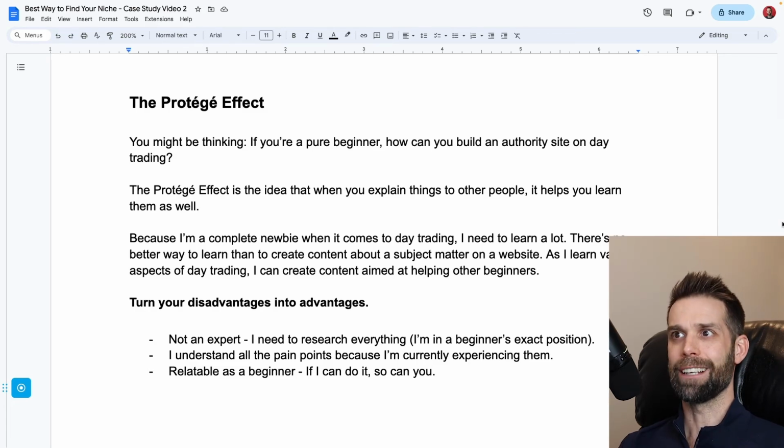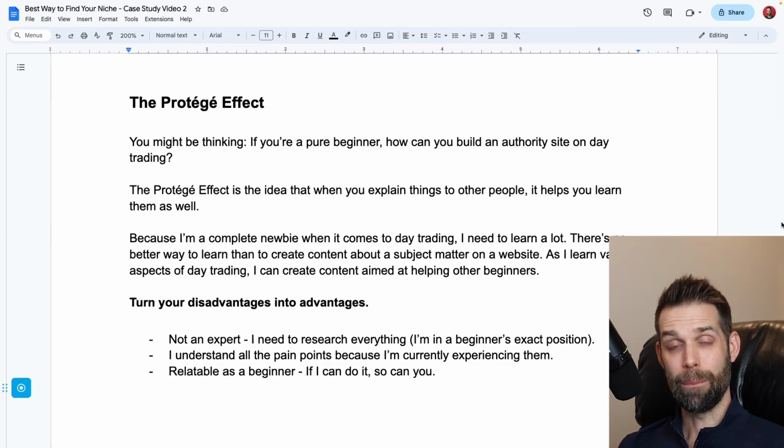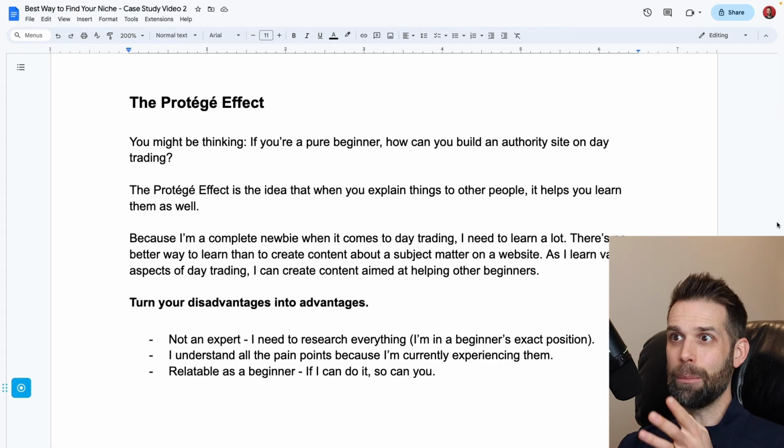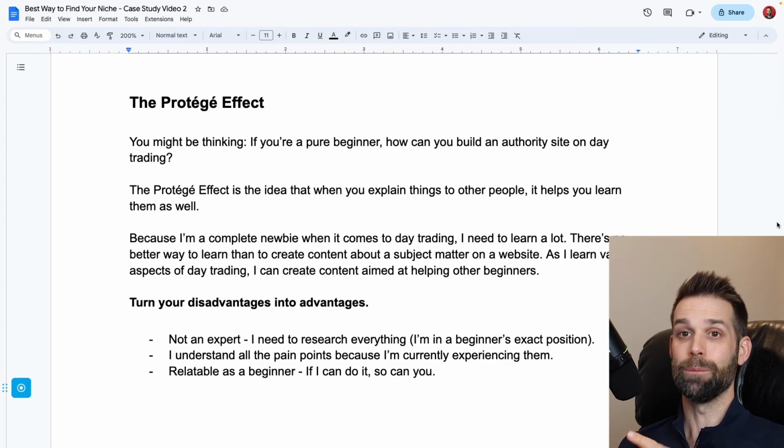Well, the protege effect is the idea that when you explain things to other people, it helps you learn them as well. So this is a great opportunity for me to build out a theme-based content website about this topic, because as I do that, I'm going to learn the subject matter more, and I'm going to actually build my way up to a successful day trader.